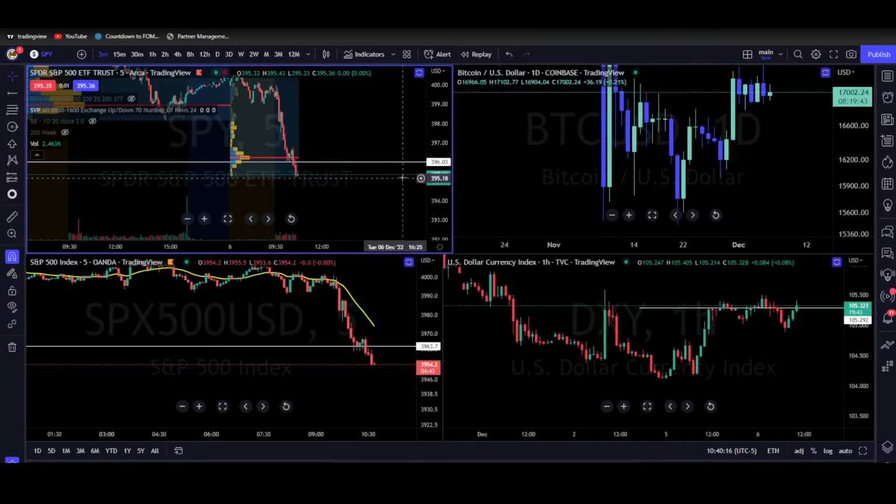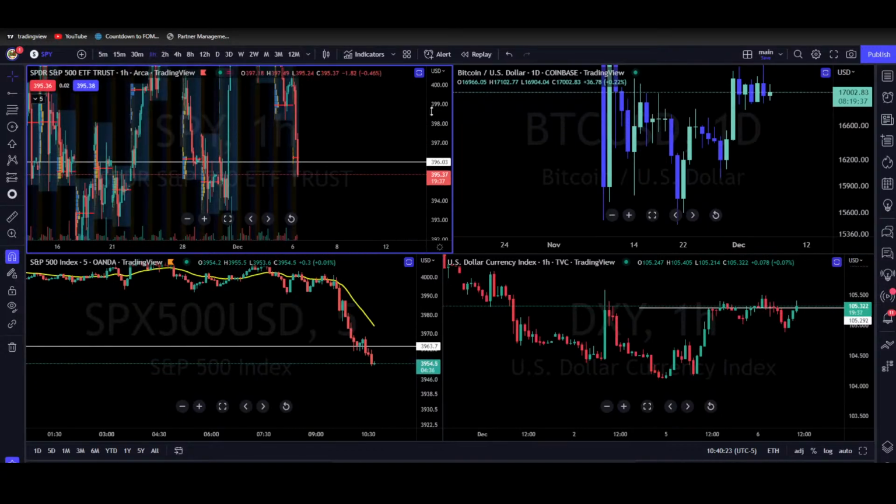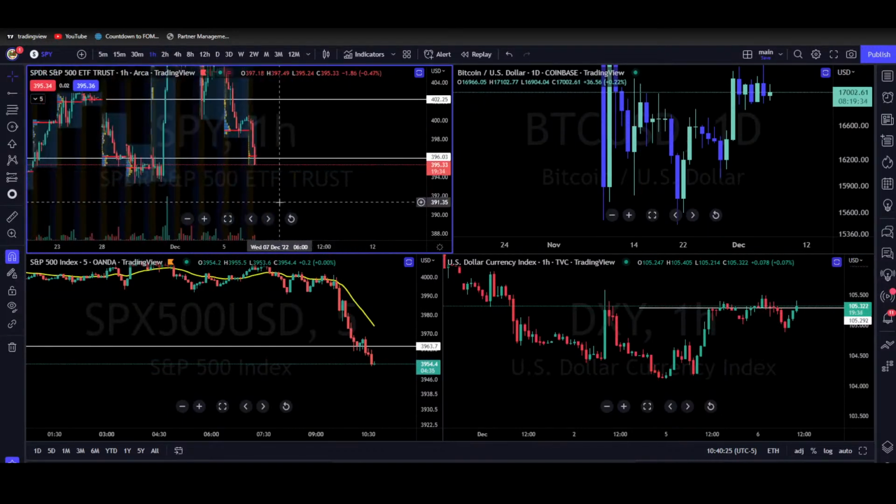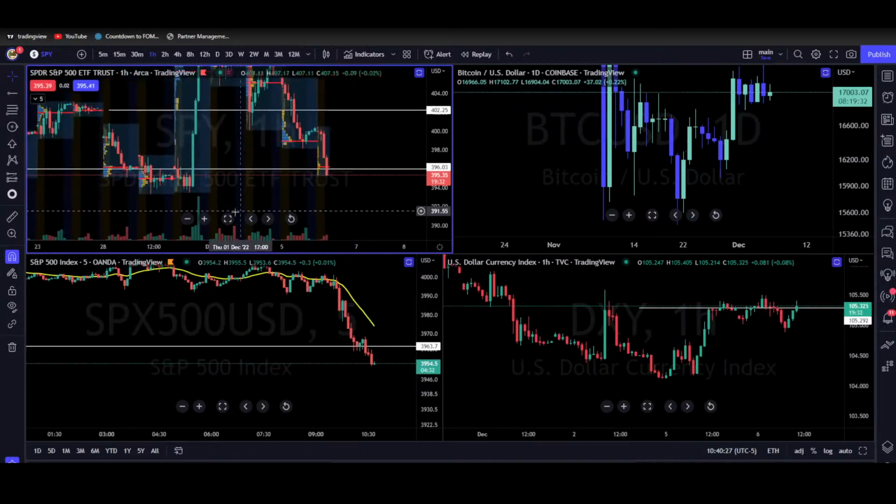And I don't really expect a 5-minute candle to bounce perfectly at that level. I mean, it's nice when it does, but it doesn't have to, right? Doesn't have to.